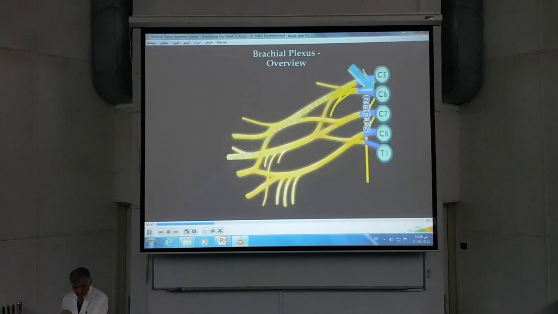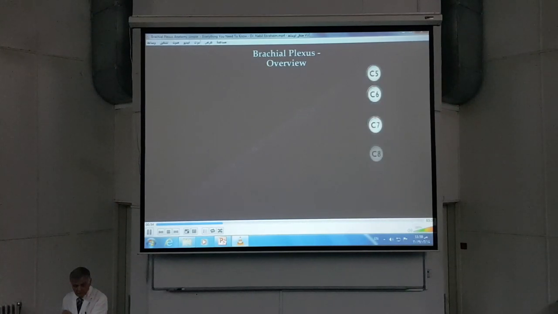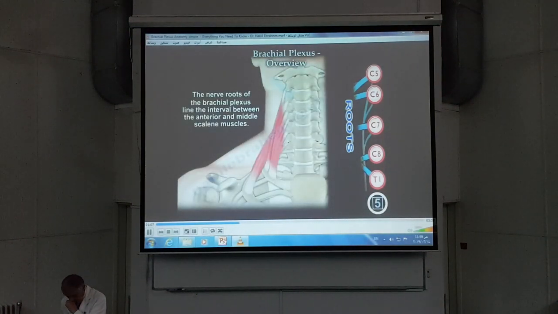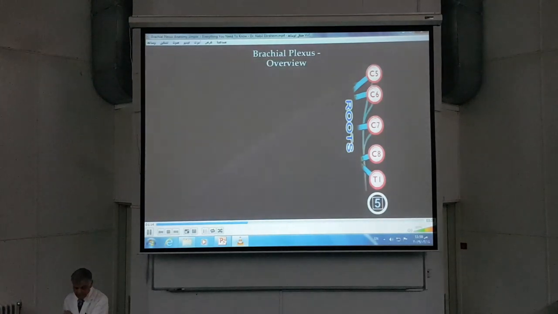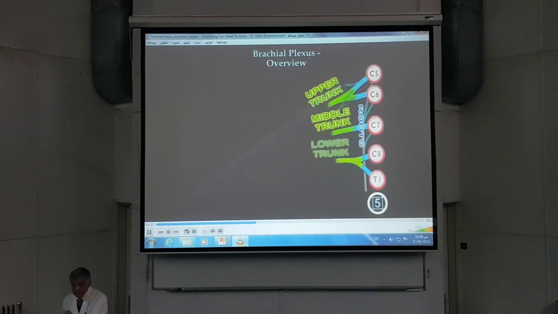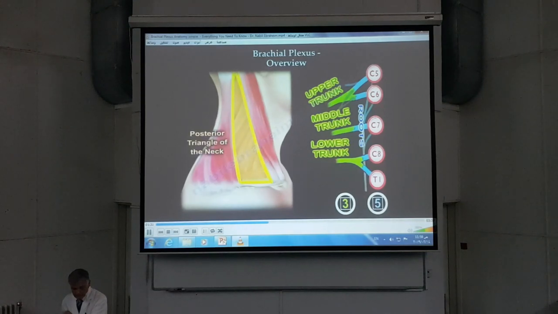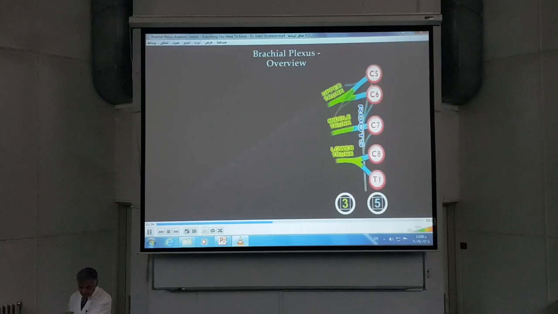You have five roots. It starts from C5 to T1. So it is C5, C6, C7, C8, and T1. The roots lie between the scalenus anterior and the scalenus medius. After the roots, you find the trunks: the upper trunk, the middle trunk, and the lower trunk. The three trunks pass through the posterior triangle of the neck. So five roots give you three trunks.